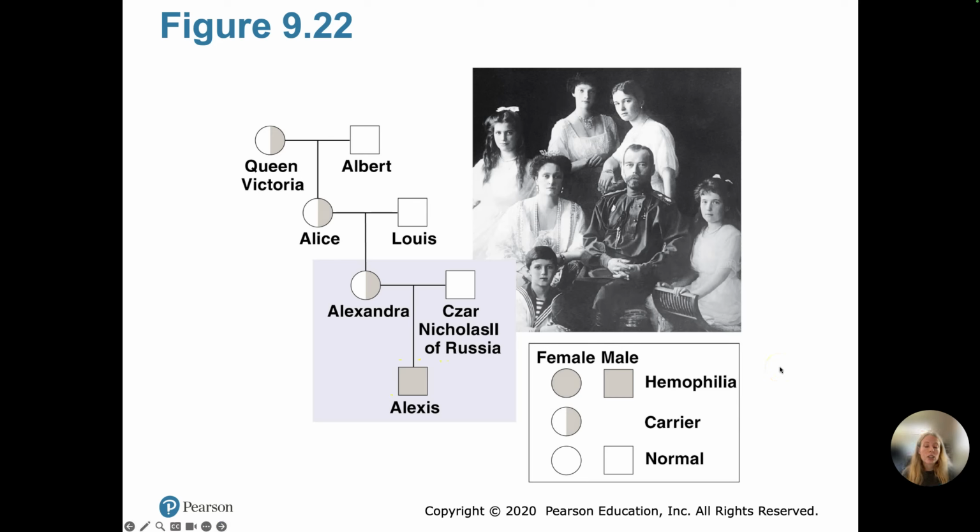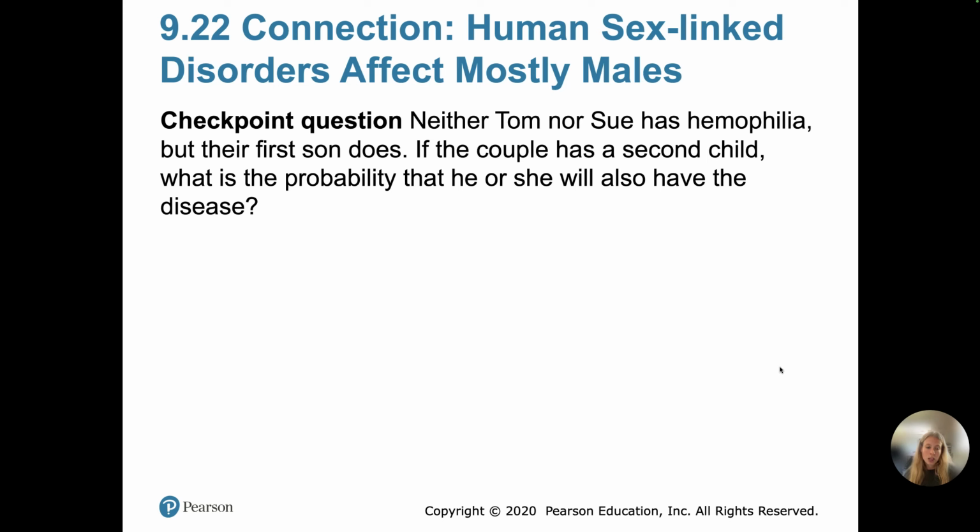Again, we see X-linked recessive traits such as hemophilia occur much more frequently in males than females because males only have one X chromosome, whereas females have two. Our last slide in this lecture is a checkpoint question.